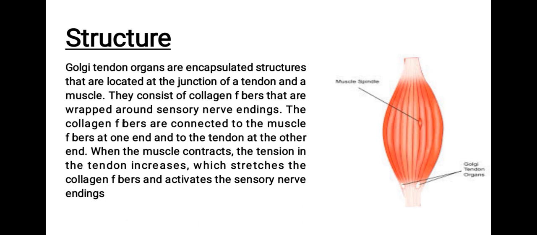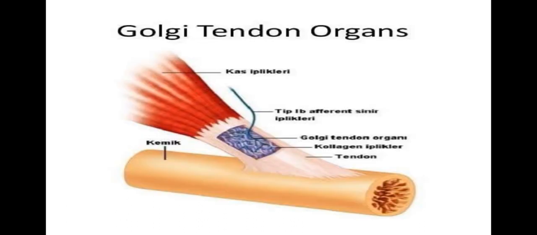Golgi tendon organs are encapsulated structures located at the junction of a tendon and a muscle. They consist of collagen fibers that are wrapped around sensory nerve endings. The collagen fibers are connected to the muscle fibers at one end and to the tendon at the other end. When the muscle contracts, the tension in the tendon increases, which stretches the collagen fibers and activates the sensory nerve endings.